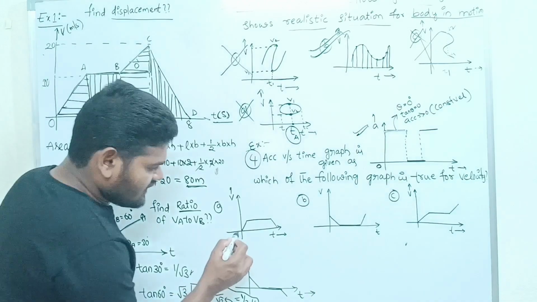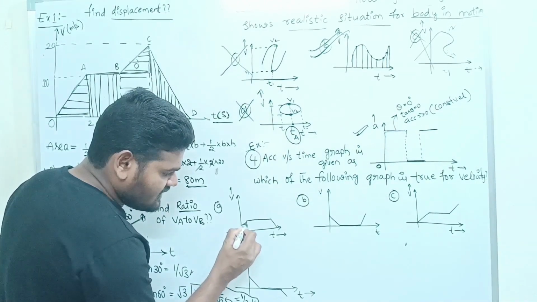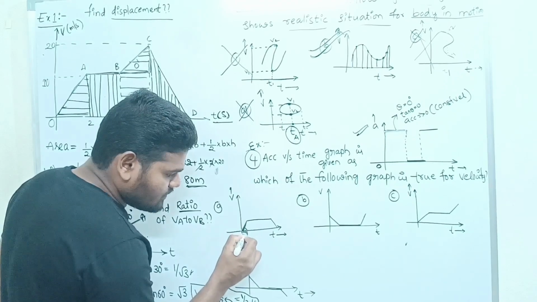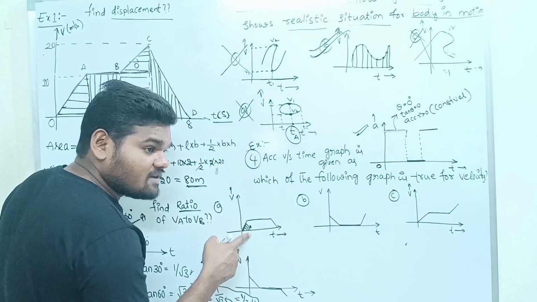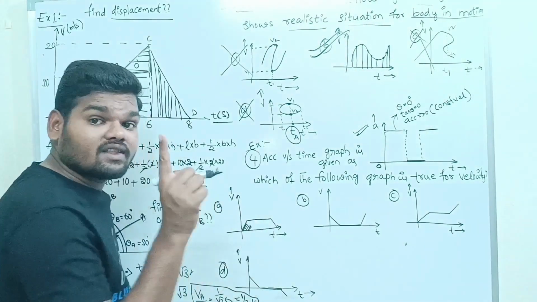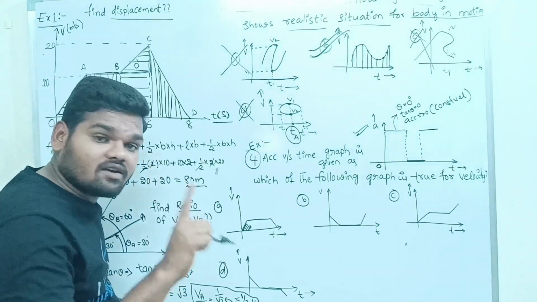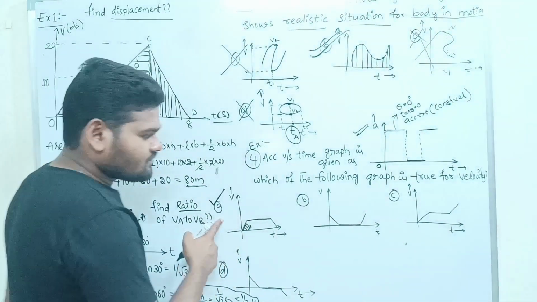So have a look. In the first graph, the slope is moving like this. That means the angle made by the slope with the positive x-axis remains the same. If theta is the same, then tan theta remains the same. If tan theta remains the same, then the velocity of the object is constant. So maybe this is one of the answers.